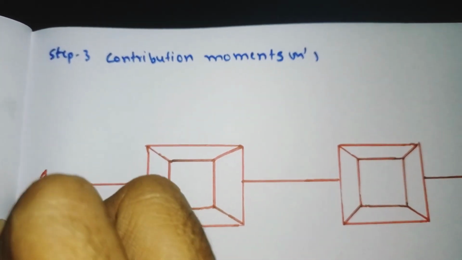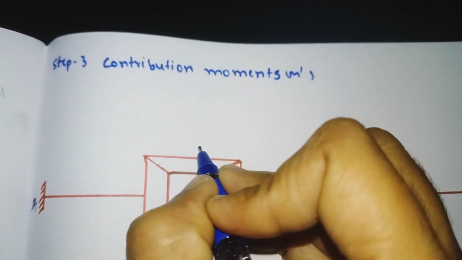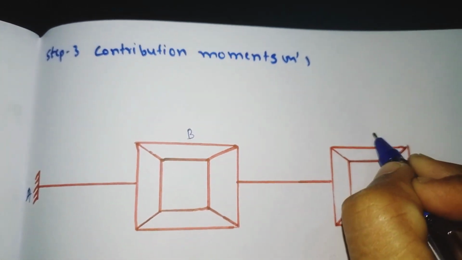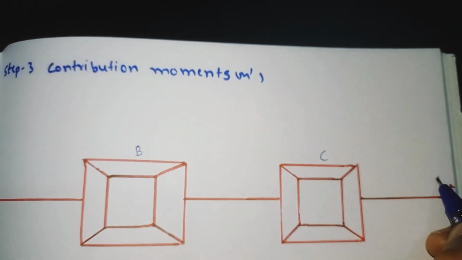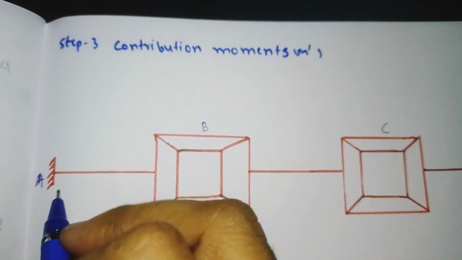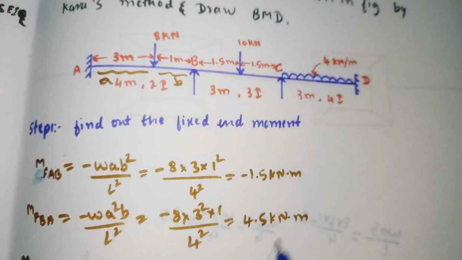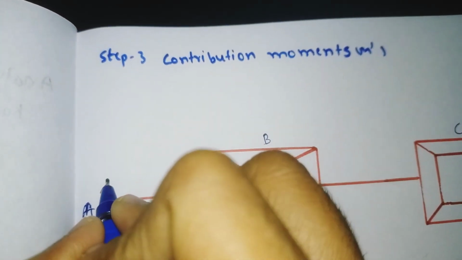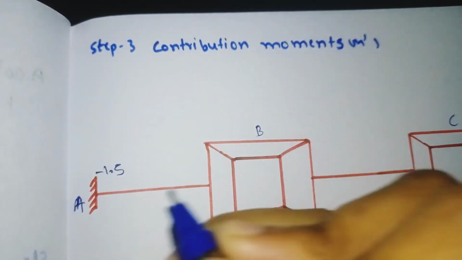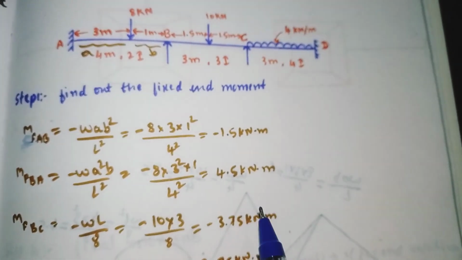This is point A and this is B. This is C and this is D. So at point A we have the fixed moment for AB, we got how much? So MFAB we got was minus 1.5. Write it there. Similarly for MFBA, how much we got? MFBA we got was 4.5.